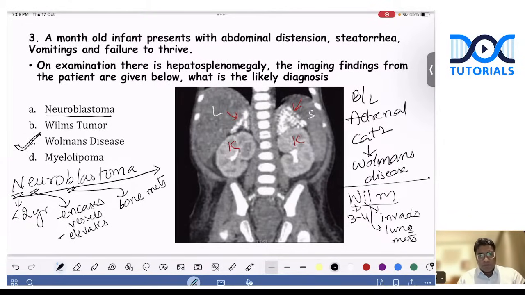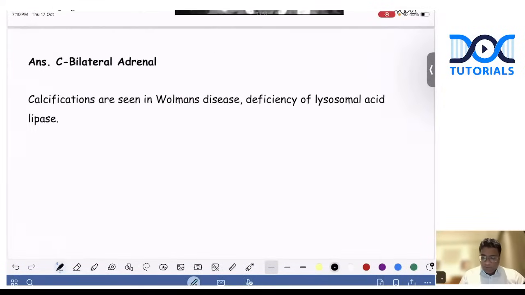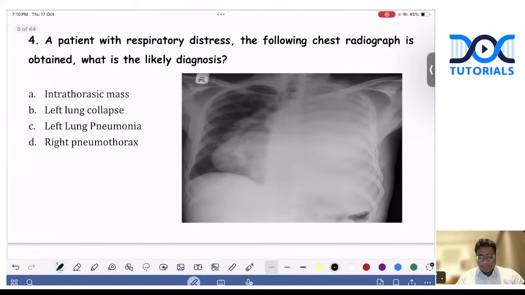1 to 2-month-old infant with failure to thrive, think of Wolman's disease. Myelolipoma is a fat-containing lesion in the adrenal gland. There will be a black area, the fat-containing lesion in the adrenals. That would be myelolipoma. Lipoma will be dark on CT. Here you are seeing white areas. So this is bilateral adrenal calcification, Wolman's disease. Remember, Wolman's disease is deficiency of lysosomal acid lipase. Lysosomal acid lipase deficiency.